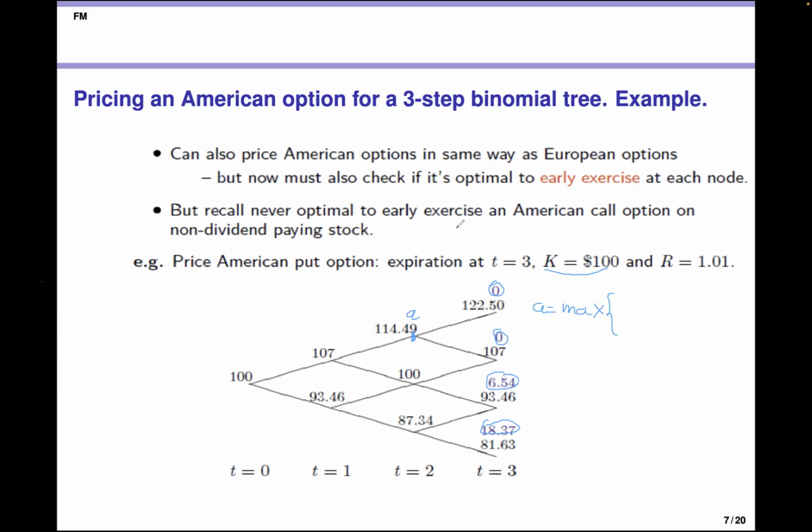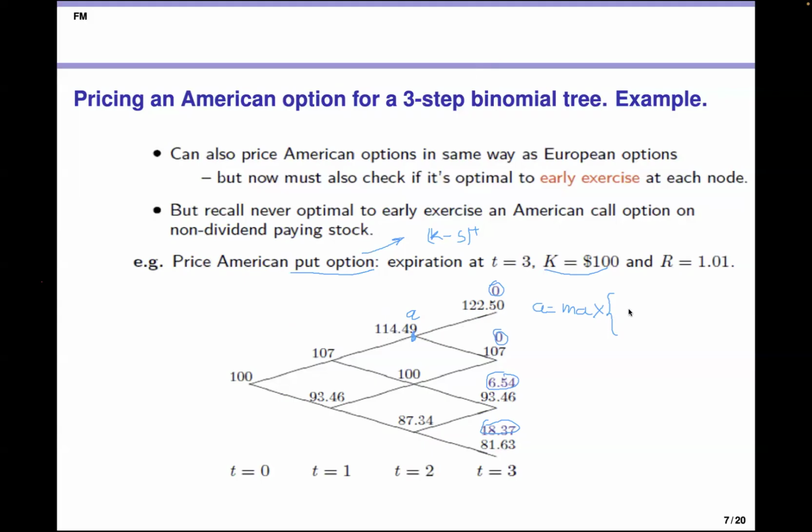This is the formula for an American option, but recall, it is a put option. What is the formula for the payoff of a put option? K minus S, or K minus S with a plus, okay? It means if it is positive, we write it, and if it is negative, it is zero. So K minus S is like 100 minus 114.